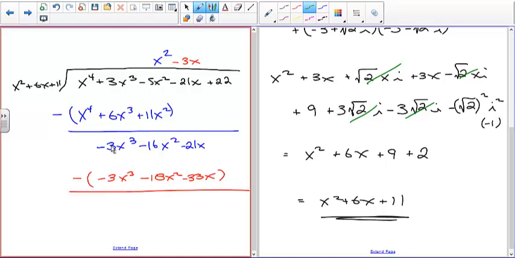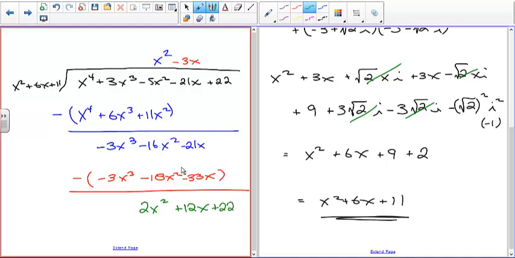So this goes to 0, negative 3 plus 3. Then you have negative 16 plus 18. Negative times a negative is a plus, so you get plus 2x squared. Here we have negative 21 plus 33, which is going to be plus 12x. And then you bring down 22.